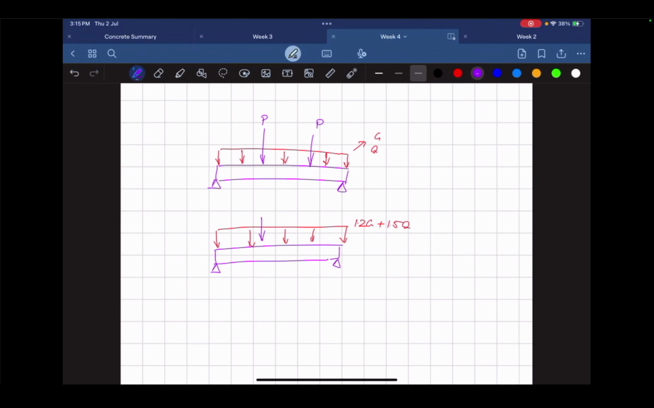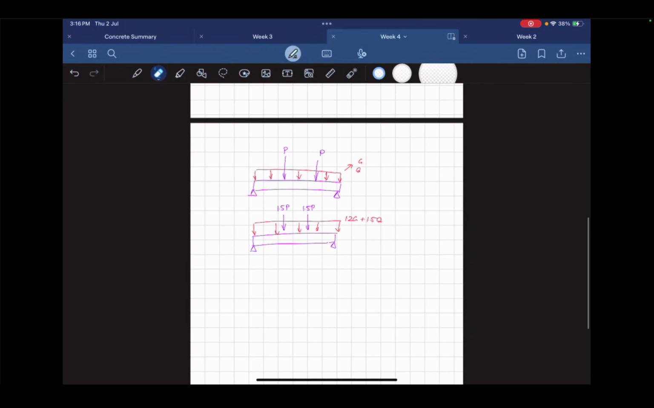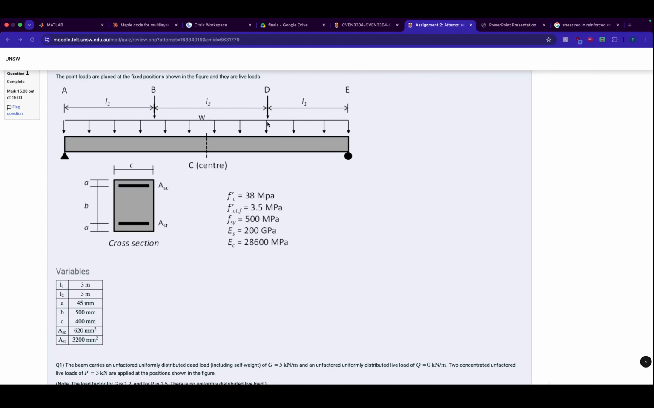And then this thing becomes... Take a look, that's what happens after you factor it. You're applying the load factors to it. You just times each individual load, so with live load, it's 1.5. Make sense? It's easier with some examples later on.